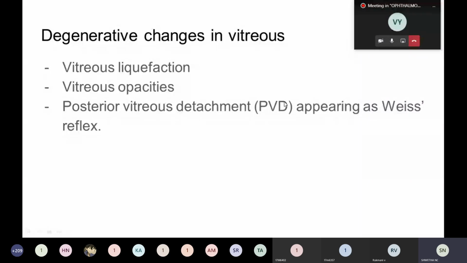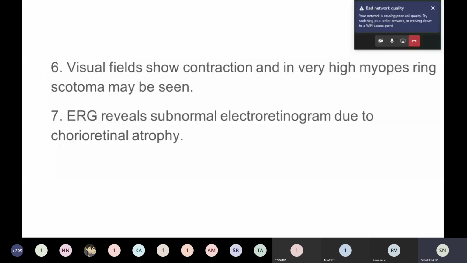If you do visual fields, perimetry, in this type of patient, because so much degeneration has occurred in the rods, there is constriction of the field, and a ring scotoma, which is usually seen in high myopes. The peripheral part will be affected, the patient will develop a scotoma, and central vision, meaning the macular region, will also be affected. So visual fields show contraction, and in very high myopes you can see a ring scotoma.